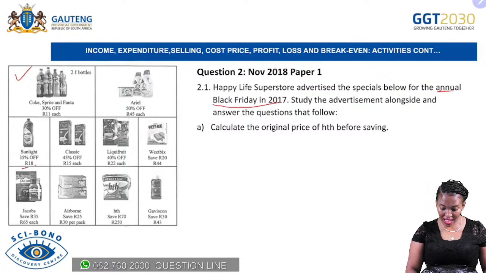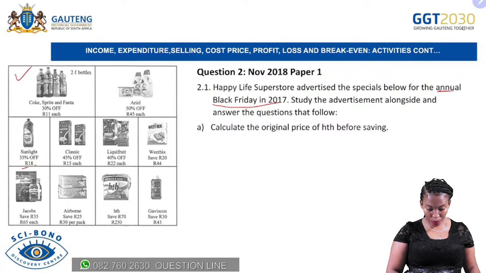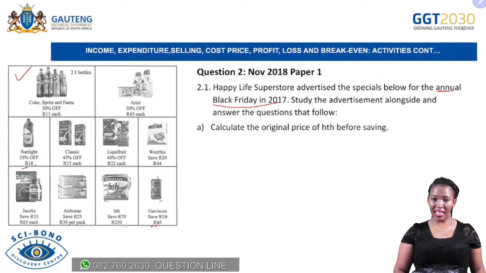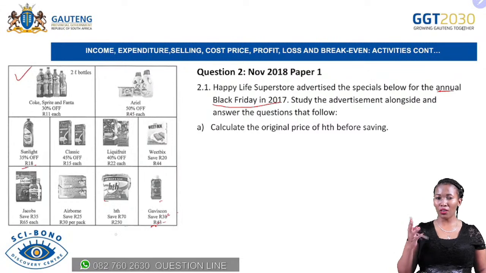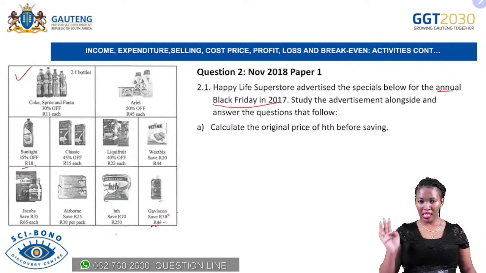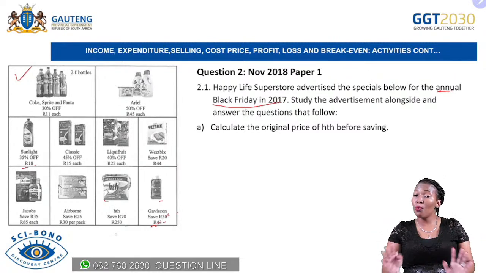And then all the other items, guys, you've got your Jacob's coffee. There's the HTH, that is a pool cleaner. You also have the Gaviscon, which you save 30 rands, and then the new price that we are paying now is 43 rands. It means if you wanted the original price, you will say 30 rands plus 43, which should give you around 73. I haven't answered any questions.